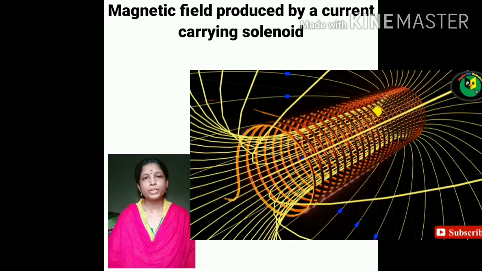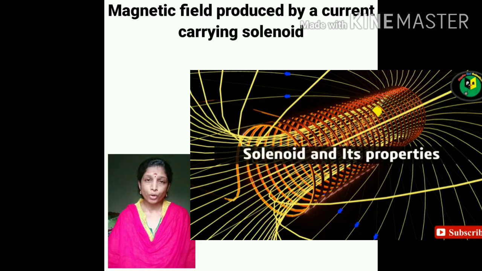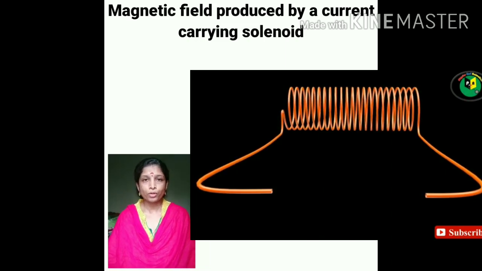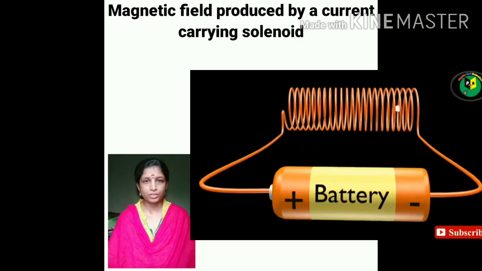Now we are going to discuss a solenoid. What is meant by a solenoid? It is a coil of many circular turns of insulated copper wire which is wrapped closely in the form of a cylinder, and is called a solenoid. So it is a coil of a number of turns, isn't it?